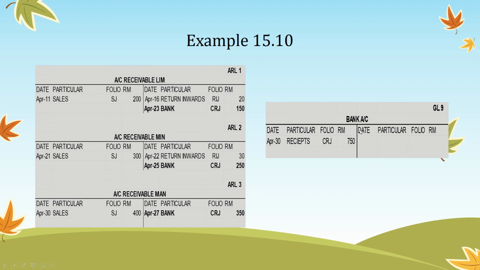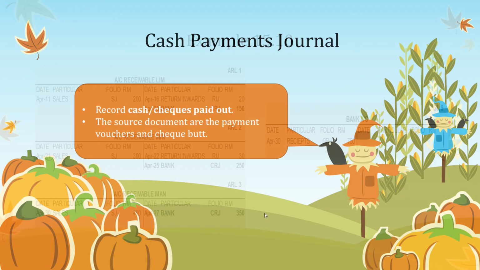In bank account, total receipt will be debited with 750, whereas for account receivable ledger, Lim, Min, and Month, all the checks received from account receivable will be credited. In account receivable Lim, credit 150 ringgit, account receivable Min, credit 250 ringgit, and account receivable Month, credit 350 ringgit.